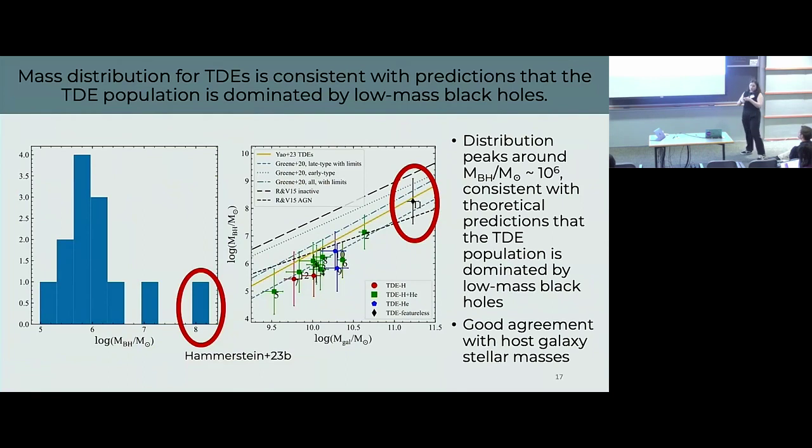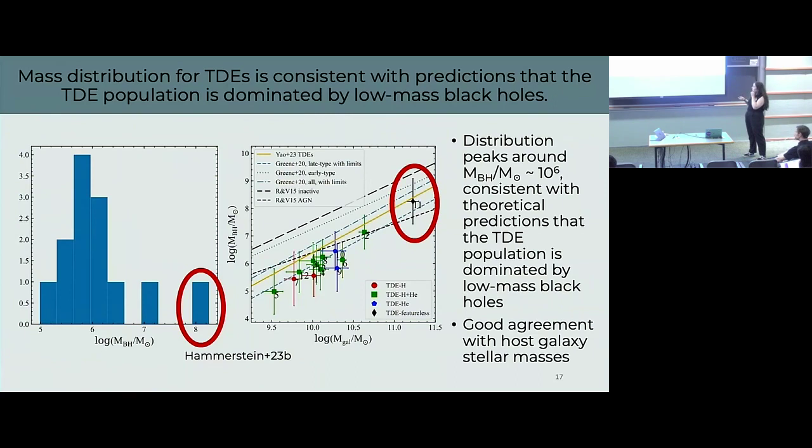So I mentioned we can also get the black hole mass from M sigma and the bulge kinematics, which is exactly what we've done. And so this is a black hole mass distribution for those 13 objects. It peaks around 10 to the 6, exactly what we expect. There is a lack of higher mass black holes in the sample, which is, again, what we expect.